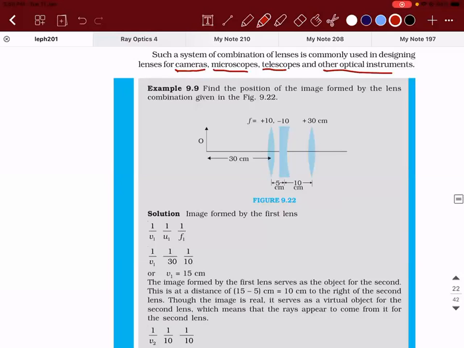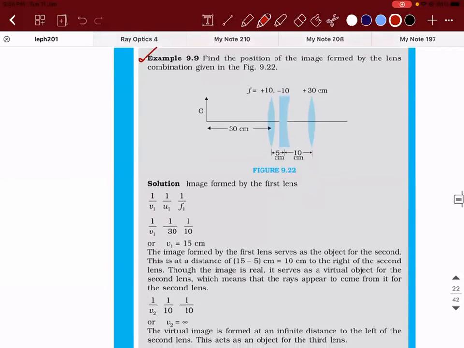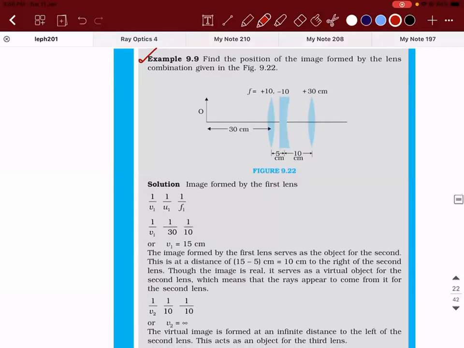Let's try this problem. Find the position of the image formed by the lens combination given in the figure. So there is an object kept in front of a convex lens whose focal length is 10 centimeter, and the object is placed at a distance of 30 centimeter.